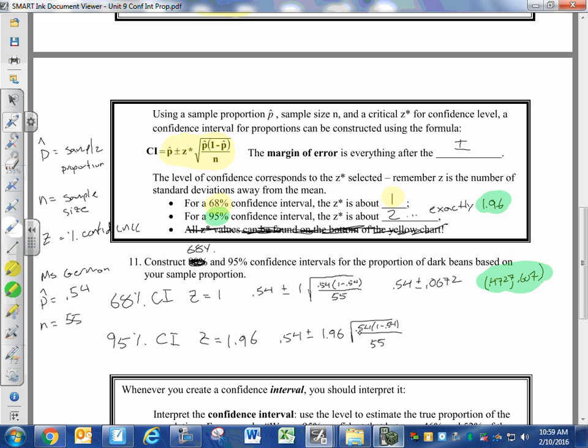Okay, check your answers with a neighbor. I'm coming around making sure everybody does it. All right, we have the same answer. Okay, that would be your high end. Now find your low end.